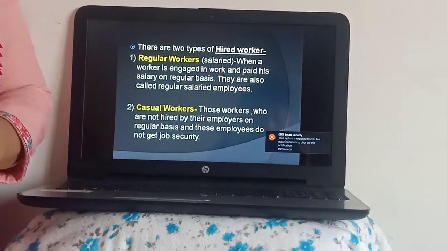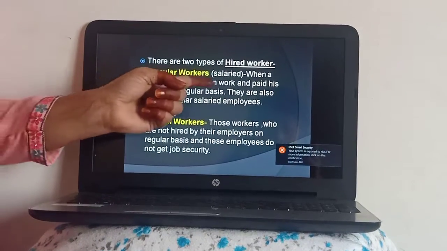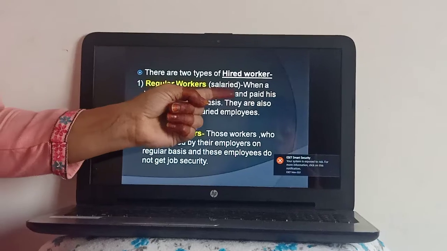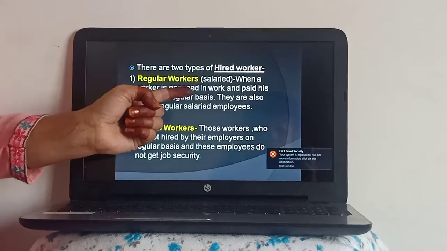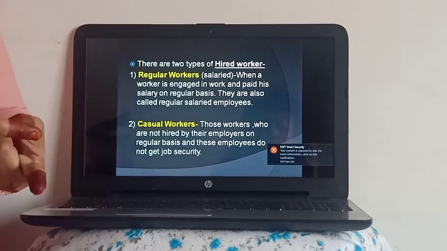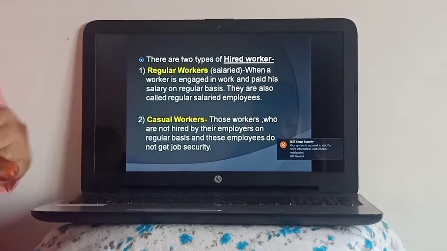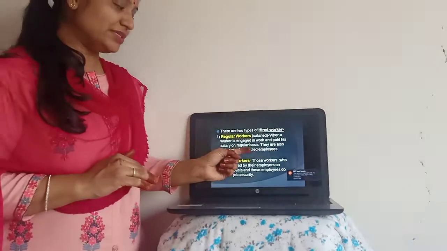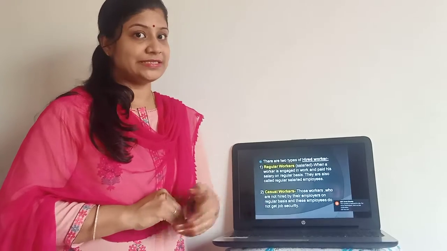Now there are two types of hired workers: regular workers and casual workers. Regular workers, we can say, are the workers who are salaried. When a worker is engaged in work and paid his salary on a regular basis, that means a person is doing a job and getting his salary on a regular basis, every month at the end of the month. They are also called regular salaried employees. For example, an accountant working in a company gets a salary after 1 month, and next month he gets a salary. That means he has been appointed and he gets continuous salary, that is regular salary. He will be called a regular worker.